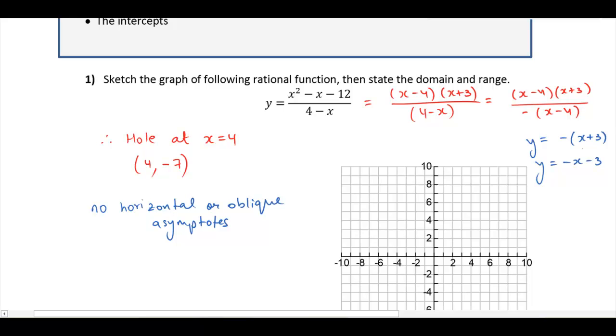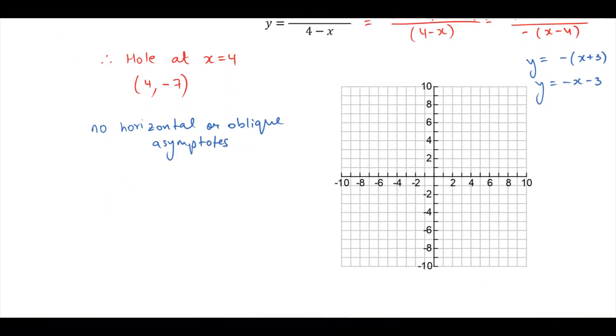I've got the holes, I've got the fact there's no horizontal or oblique asymptote. Next is I need to figure out the intercepts. So find the intercepts. Well, just from looking at that equation, I know that the y-intercept is negative 3. So I know that y-intercept of that equation is going to be at negative 3. So I'm going to have a point at negative 3.